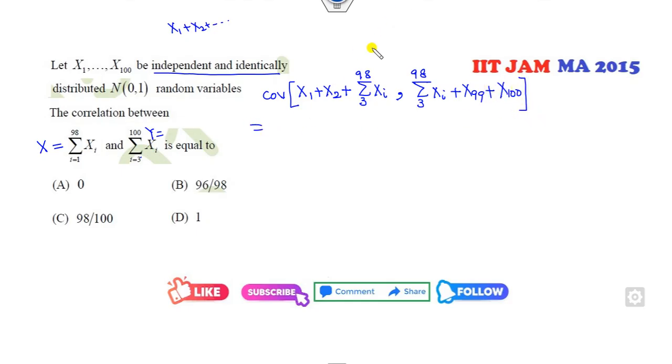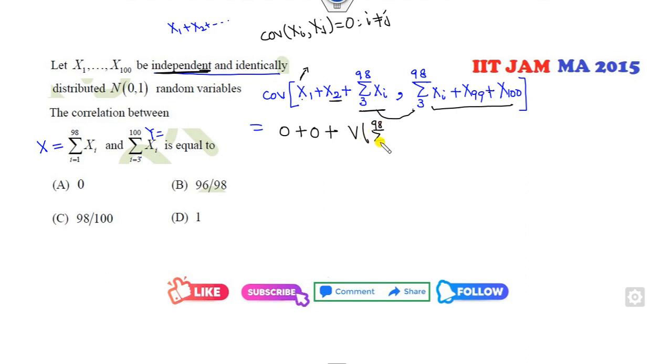Now you can see, if I make the first pair of x1 with this here, there is no x1, and they are independent. So what does it mean? Covariance of xi, xj is 0 whenever i is not equal to j. For the first pair it is 0. Similarly, when you take x2, there is no x2 appearing, it's 0. When I take this, it will be here, it's the variance of this value. And the rest of the pairs are 0. So what is the variance of this? Each has a variance of 1. So how many times does it appear? 96 times: 98 minus 3 plus 1.